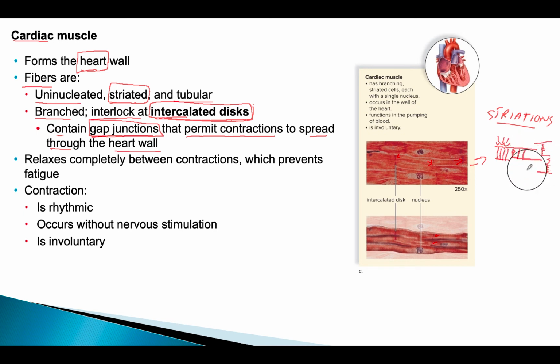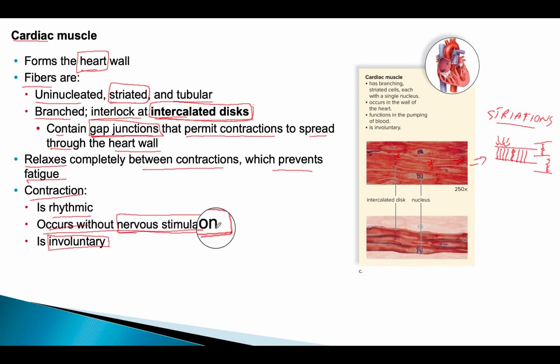Once again, intercalated discs contain gap junctions permitting the spread throughout the heart wall. The cells need to relax completely between contractions, preventing fatigue. Because of this relaxation between contractions, the heart muscle does not fatigue. When the heart muscle contracts, it is rhythmic, occurs without nervous stimulation, and again, this is involuntary, just like the smooth muscle. So take note, occurs without nervous stimulation. What do we mean by that?